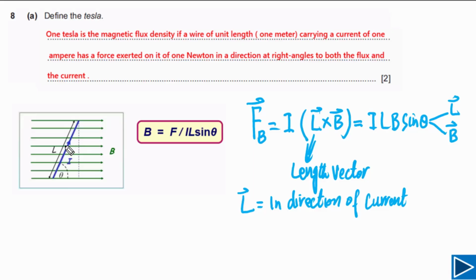Current is up, so the direction of the L vector is also in the direction of current. So the angle between the L vector and B vector in this case is theta. I hope it is clear to you how to write down magnetic force in vector form, and theta is the angle between L and B.